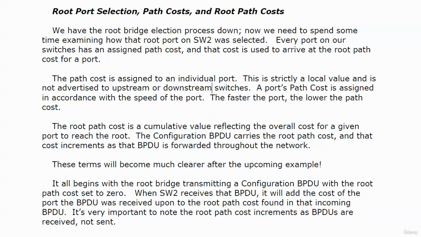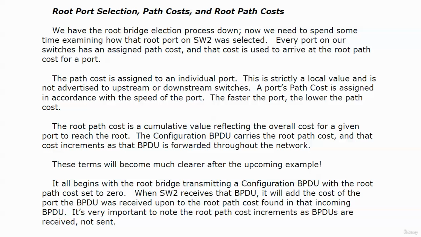Now, how did we get those costs then, or how did we get to that root port on switch 2? Because there was a FastEthernet 1/1 and a FastEthernet 1/2, and we know that it chose 1/1 as the root and 1/2 was then blocked. Well, every port on our switches has an assigned path cost, and that cost is used to arrive at the root path cost for a port.